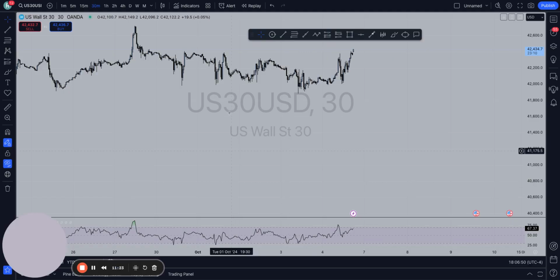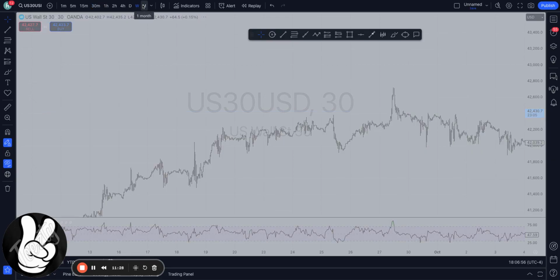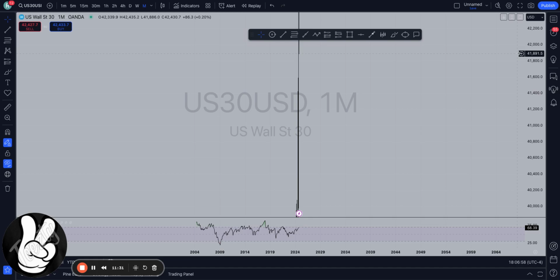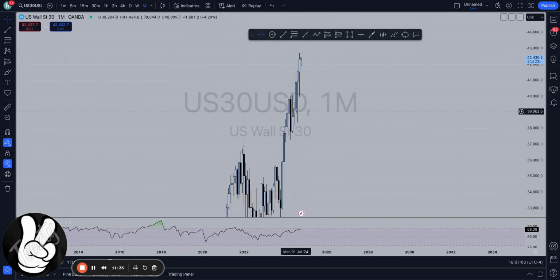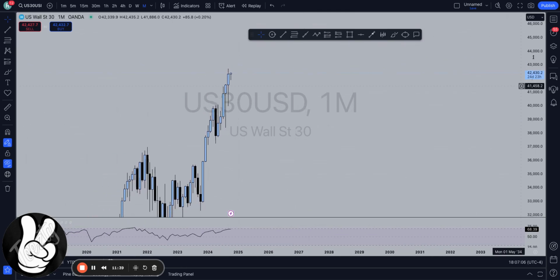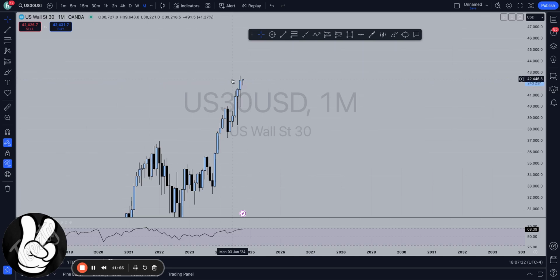Okay, so that's that. US30. Let's go to the weekly, monthly. The monthly, the last couple of months we've been bullish. Sellers tried to push the price down, but quickly brought it up. And we have this monthly candle that opened up, tried to push price down, but now we're pushing up. We could be seeing new highs with the US30. Just gotta wait and see.